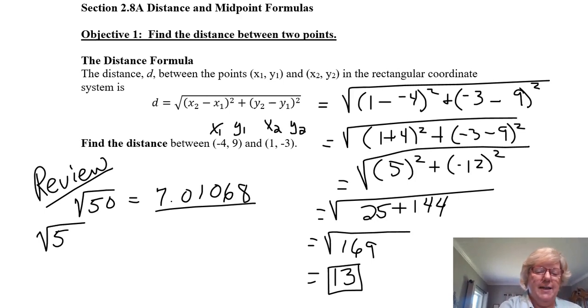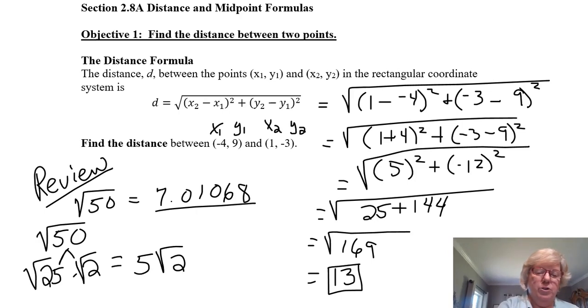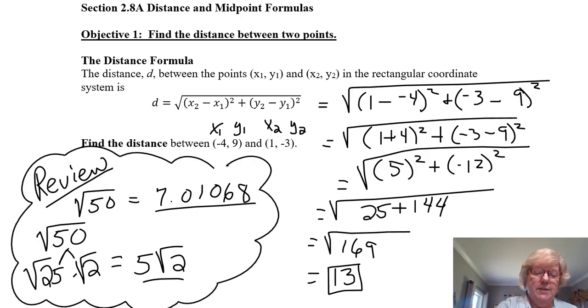or the exact answer. So if you recall, to simplify a number that's not a perfect square, you divide it up into a perfect square and another number. You see, 50 is the same thing as 25 times 2, and 25 is a perfect square, so we can say that is 5 square root of 2. So just remember, if you have a distance that's not a perfect square, that's how you'll handle it.